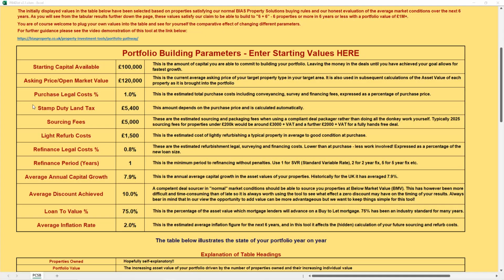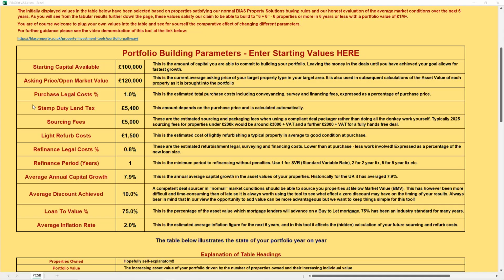The refinance period, now this is basically the minimum amount of time you want your finance to run before you can refinance. So you might find you're getting a very good deal on a 5-year fix, but that means unless you want to pay early repayment charges, then if you want to get money out of a property that's on a 5-year fixed mortgage in order to finance another property further down the road, you're not going to be able to do it until 5 years is up.